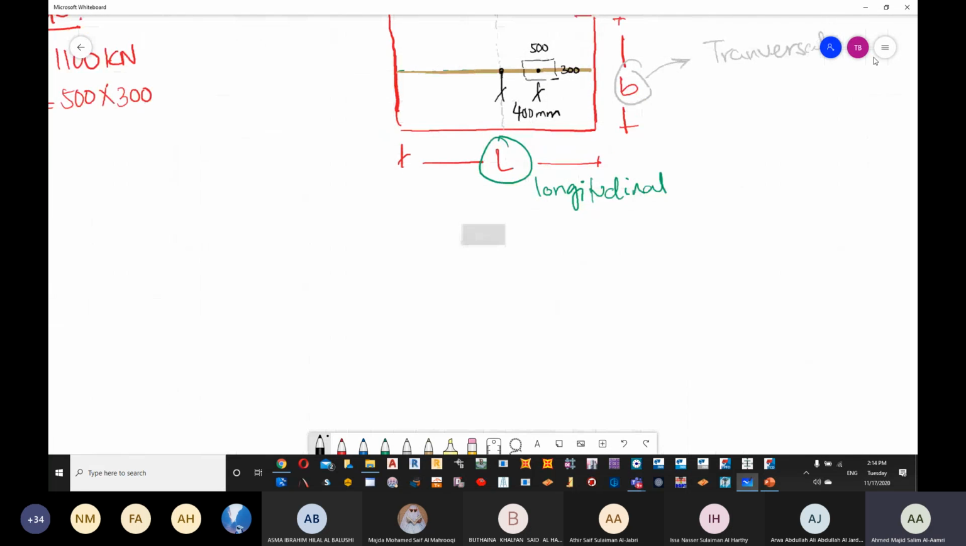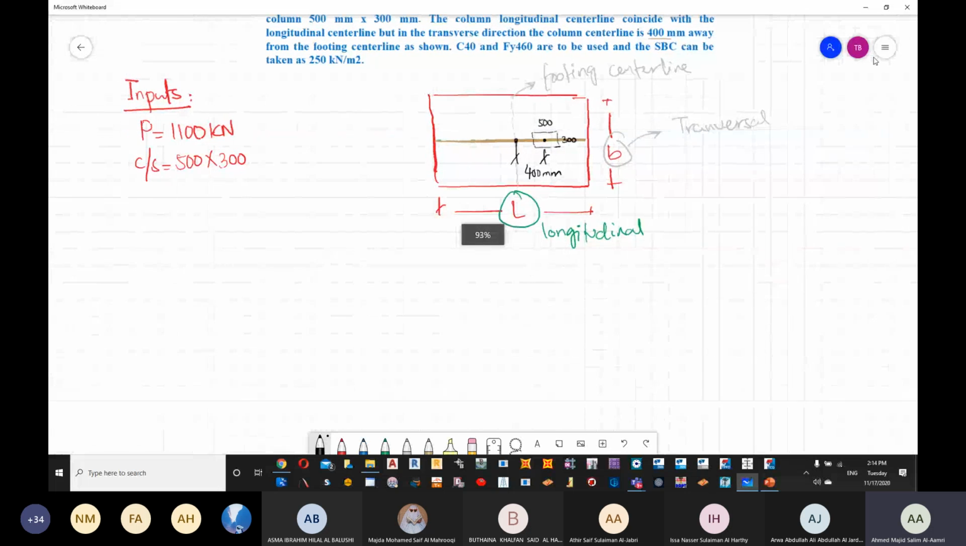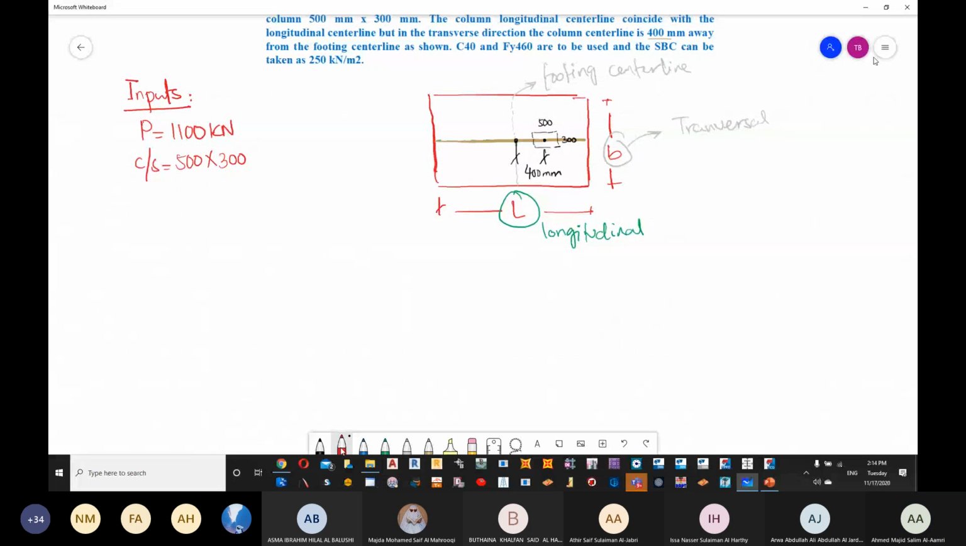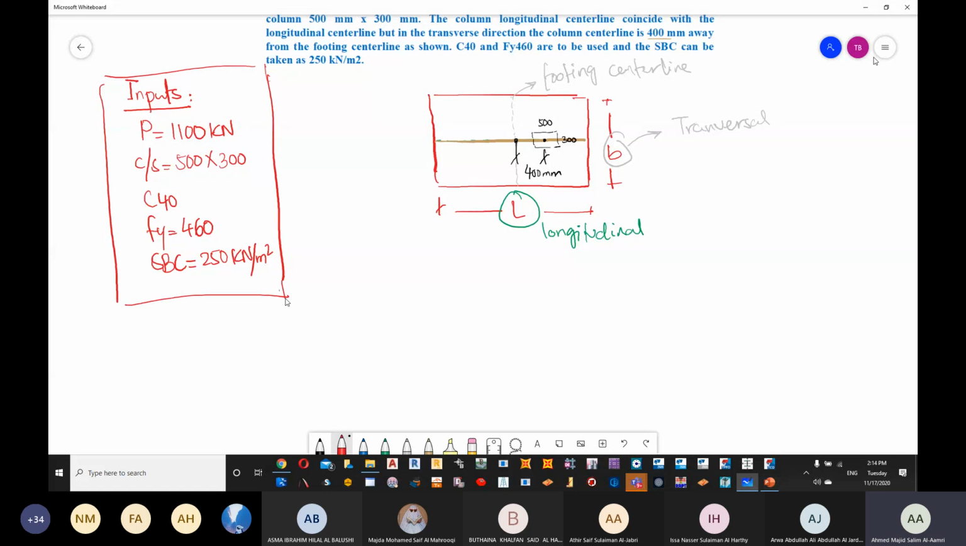Now, after understanding that, let us write here C14, then FY 416. Let's say the bearing capacity to be 450 kilonewtons. Okay, so these are my inputs. These are the data given.